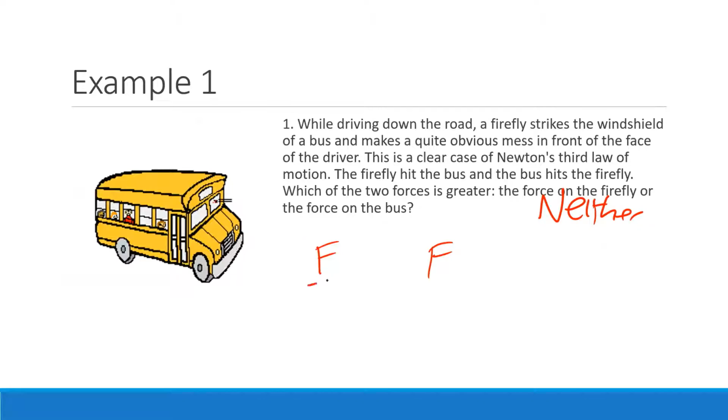The only difference is the firefly is a very, very small mass, whereas the bus has a huge mass. The acceleration of the bus is going to be very, very small, whereas the acceleration of the fly is going to be huge. I said, let's do an example. Let's say that they both experience 100 newtons of force.